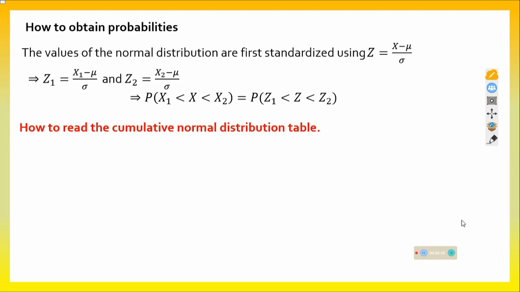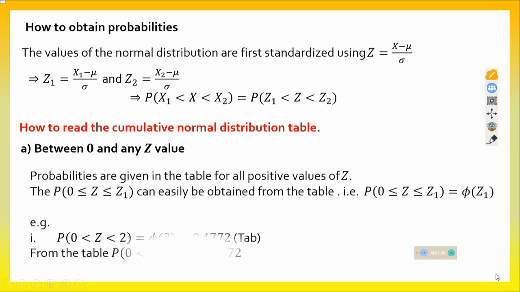So after standardizing, then we need to look at how to read the cumulative normal distribution table. So we shall now consider how best we can get the probabilities for any values which are between 0 and any Z value. Probabilities are given in the table for all positive values of Z. So if you are interested in the probability of 0 less or equal to Z less or equal to Z1, you can easily obtain this by simply reading from your table the probability of Z1.